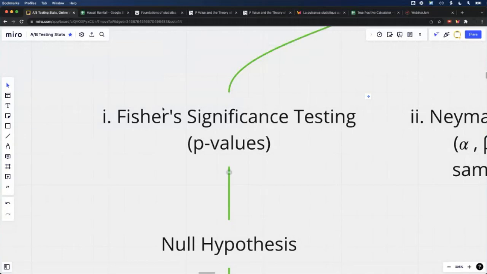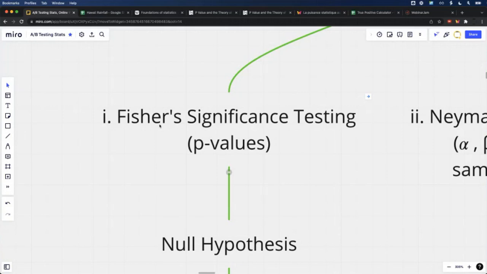So Fisher's significance testing was popularized by Ronald Fisher, who was a statistician in England. Mainly, p-values were not created by Ronald Fisher. They were created by Karl Pearson, the person who invented the chi-square test. But they were not as popular. Fisher made them more popular by showing how to actually apply them to a wide variety of situations.